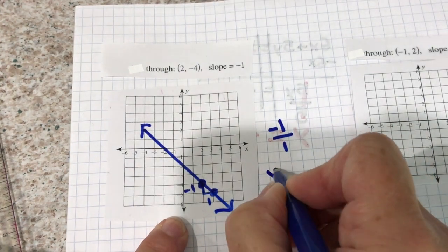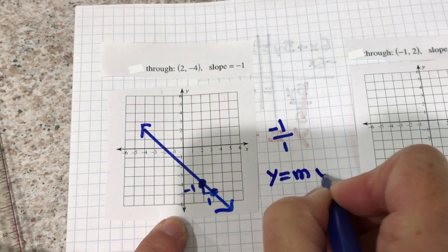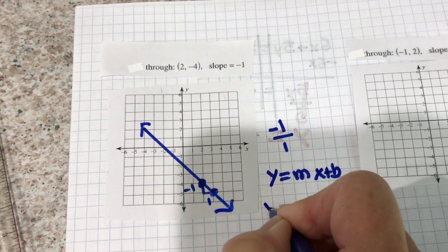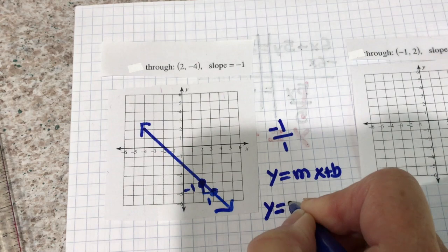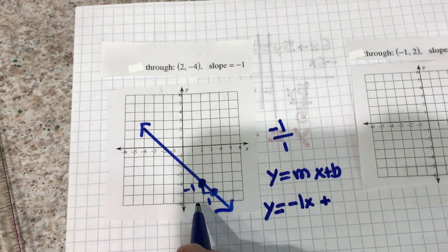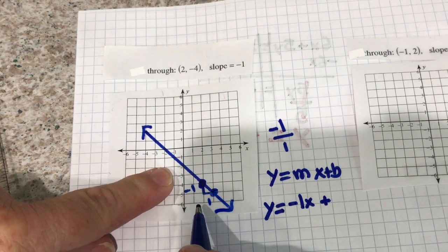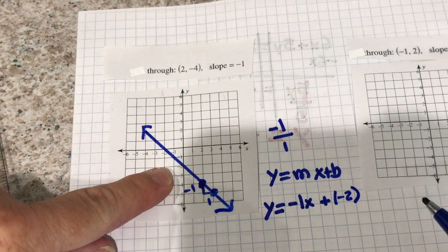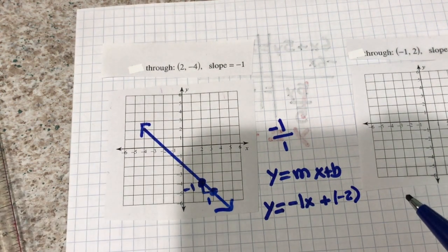So if I'm writing my equation, y equals mx plus b, y equals negative 1x plus, but what's the y-intercept? If I look up here, I can see that it's a negative 2. Now I do want to check that to make sure that I am right.